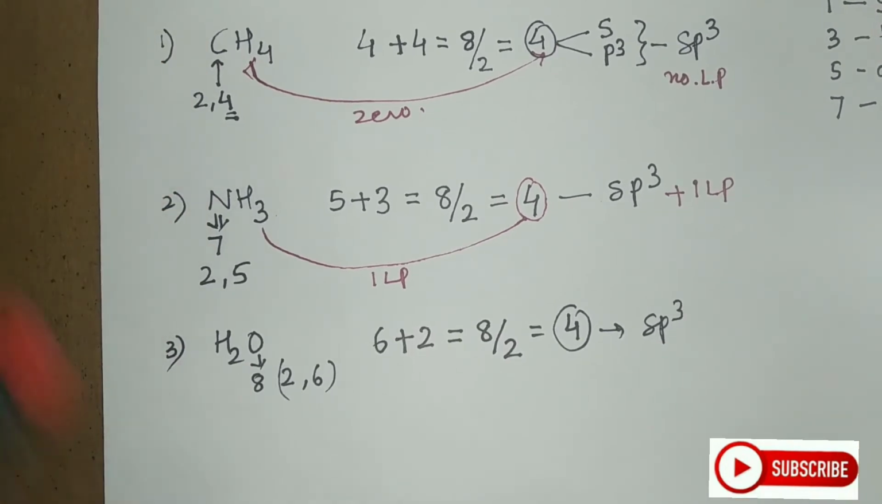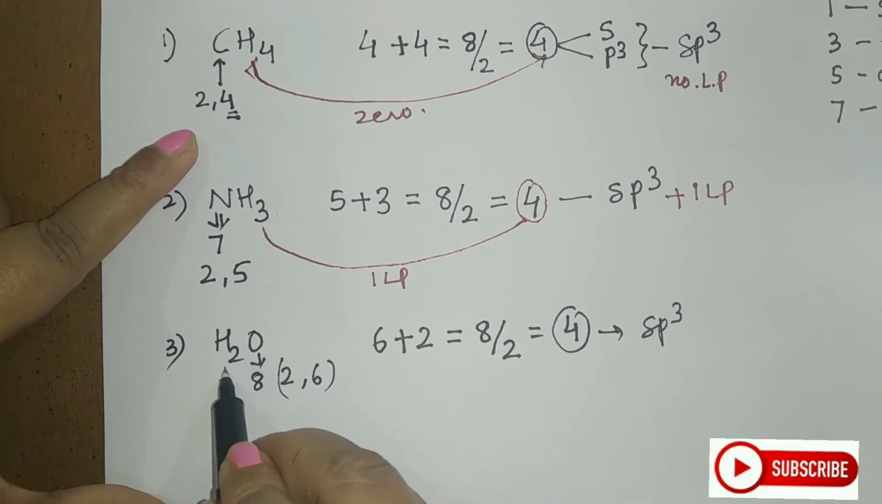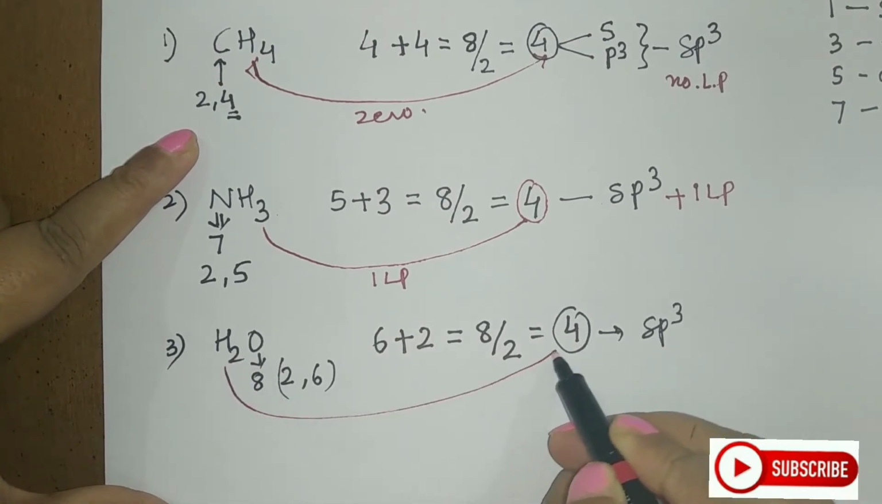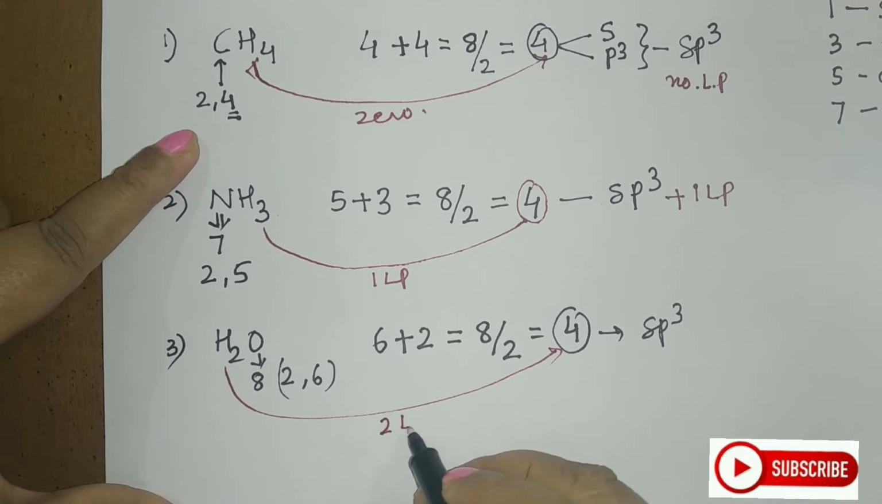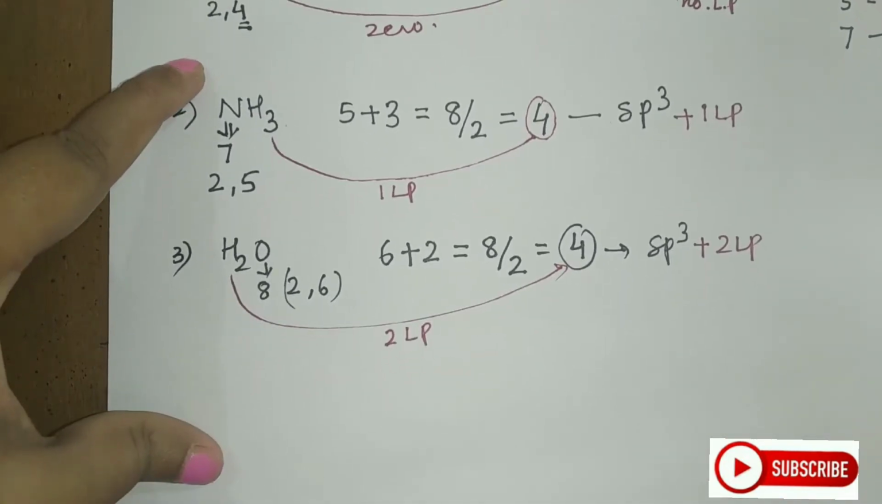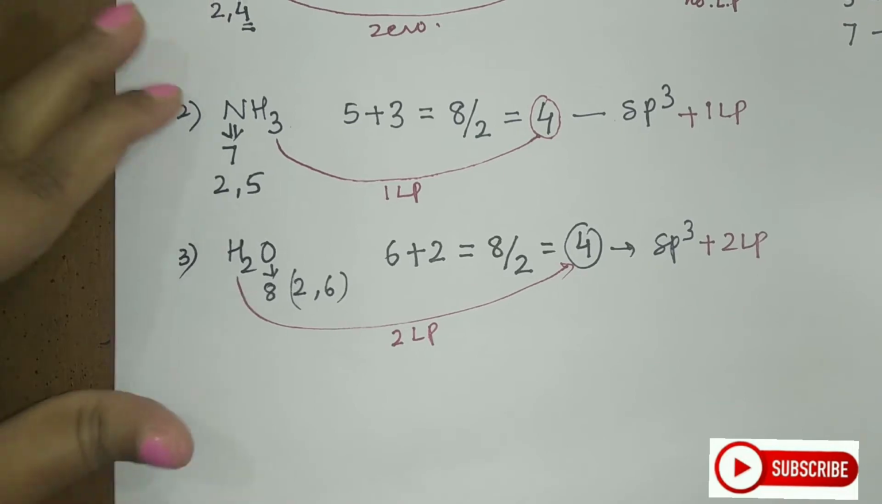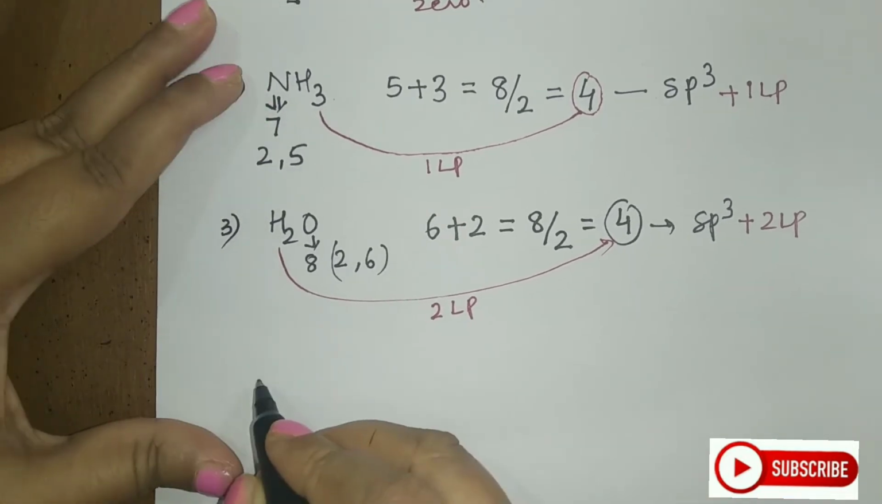Let us check for the number of lone pairs here. The attached atoms are 2 and the difference is 2, and therefore this will have 2 lone pairs. So this is how you find the type of hybridization. Now the question is, what if the given molecule carries some charge? So let us see that also.